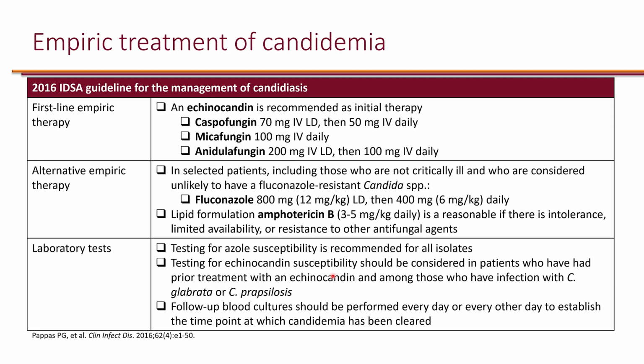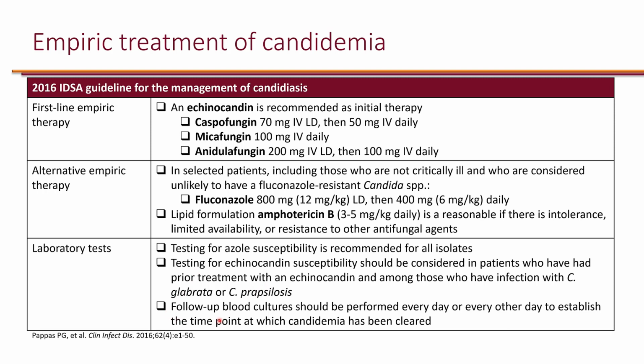And testing for echinocandin susceptibility should be considered in patients who have had prior treatment with an echinocandin. That's because resistance to echinocandins is quite rare, so unless somebody has been exposed to it, it's unnecessary. Especially with C. glabrata and C. parapsilosis, which are more likely to have higher MICs for echinocandins. So if somebody has Candida albicans, for example, it's unnecessary to check echinocandin susceptibility, but with these two species, it's more helpful.